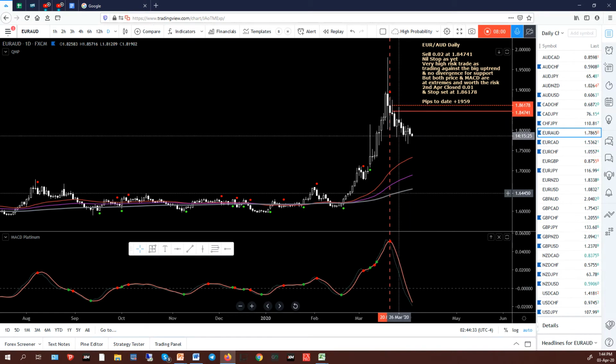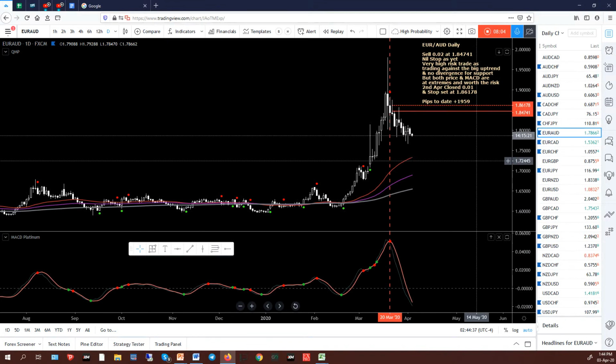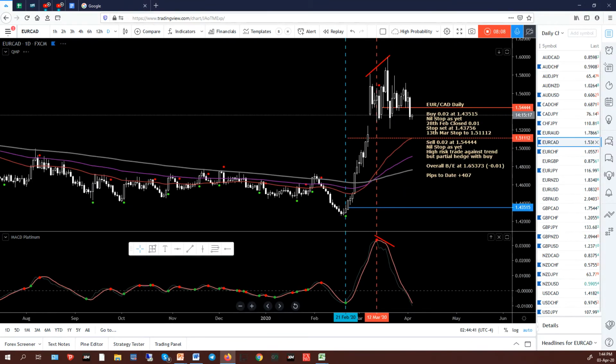It's gone down nicely. MACD Platinum through the zero level, closed half, stop in place. Making some good pips on the Euro Aussie lately. Euro CAD, similar sort of extreme trade. Look left, but I was already in a buy, stop in place for the buy, so I got a partial hedge, took a sell here, went against me.